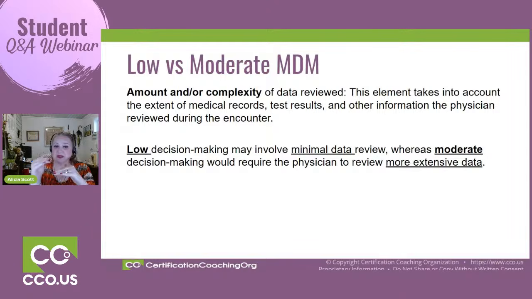It bumps it up a little bit because they took the time to review. They do have to monitor it. They do have to stay on top of it. But if everything's routine and going along as planned, that's not complex. And so that's going to be a 3, not a 4. That would be minimal. They do have data that they're reviewing, but again, it's not that complex, whereas with moderate, that's more extensive data.